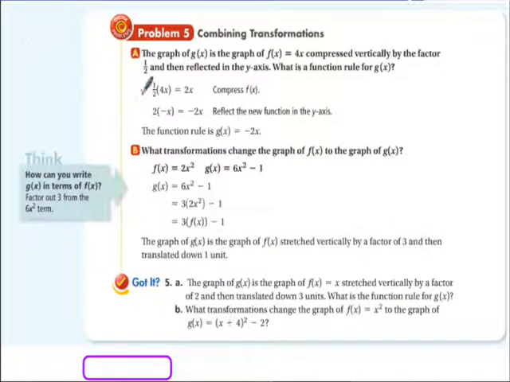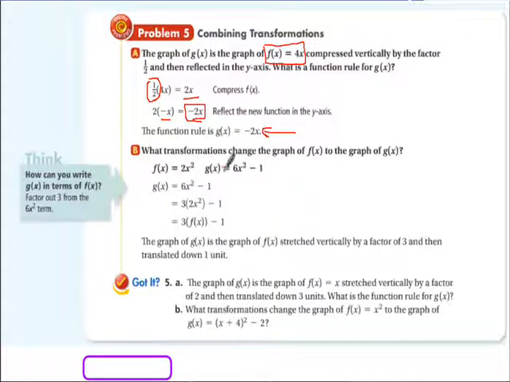Sometimes we have multiple transformations at the same time. So here, for example, the graph of g of x is the graph of f of x equals 4x compressed vertically by the factor of 1/2 and then reflected in the y-axis. So they want us to take this, compress it by 1/2, and reflect it in the y-axis. So we do them one at a time. The compression, that's 1/2 times 4x. That's how we got 2x. And then reflection in the y-axis, we make this negative, and we end up with this. And so the new function rule for g of x is right here.